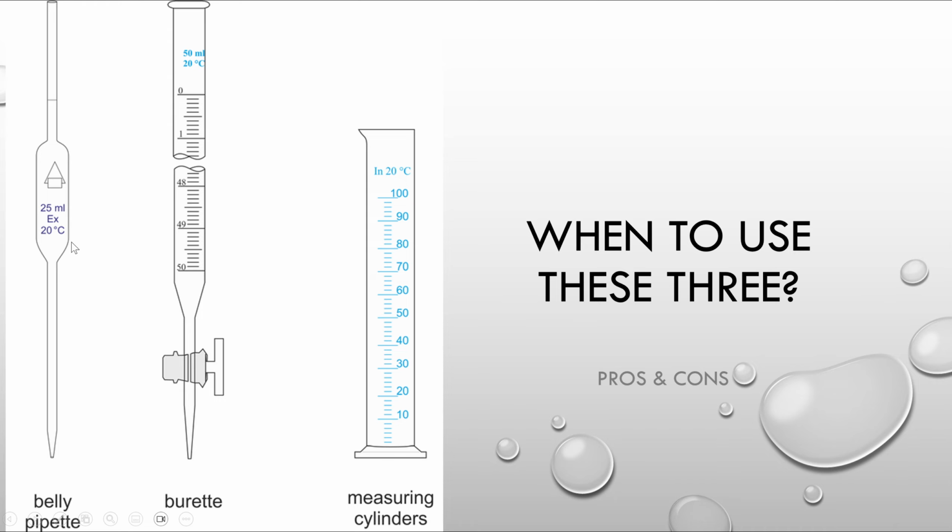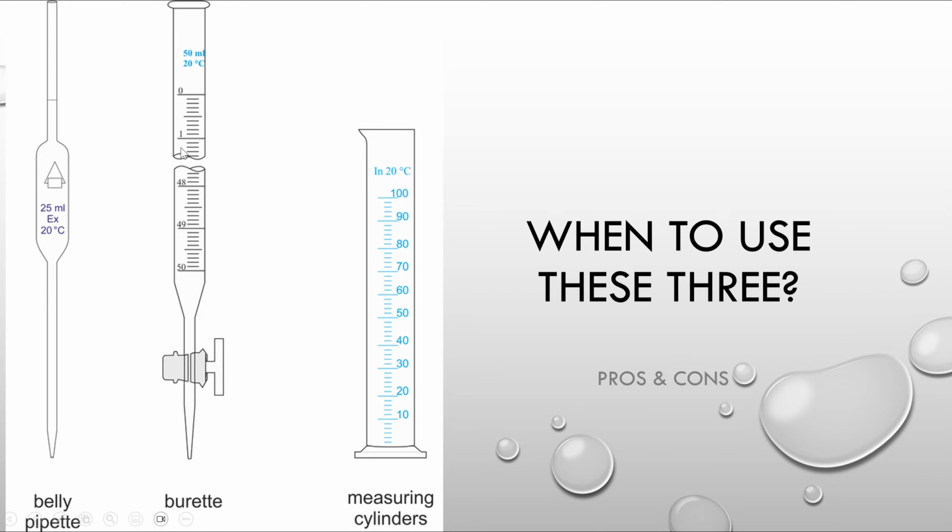A pipette or a volumetric pipette is a fixed volume of 25 centimeter cube. It is the most accurate for this specific volume. A drawback for it is that it cannot measure different volumes, while a burette is also accurate and it can measure from 0 to 50 and it can measure different volumes. So whenever you're asked to measure 25 centimeter cube exactly, go for pipette.